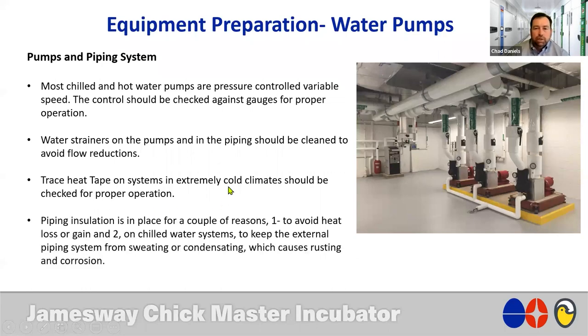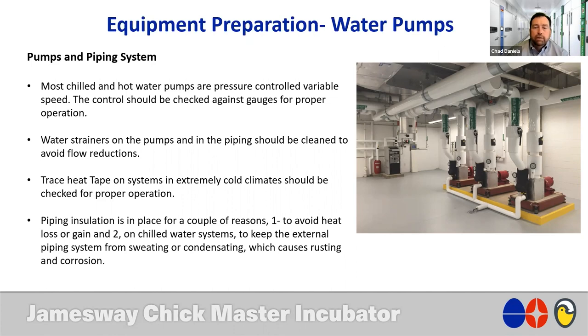And then, of course, piping insulation itself. You can see in this illustration where everything is insulated, it's in place for a couple of reasons. One, the obvious, what most people consider, is to avoid heat loss or gain. And two, the one that we oftentimes overlook, is the fact that on chilled water systems, insulation is there as a vapor barrier. It's there to try to keep moisture from having exposure to the pipe itself, because with that exposure, it's going to condensate and the exterior of that pipe is going to rust if it is of a material that would allow it to do that.